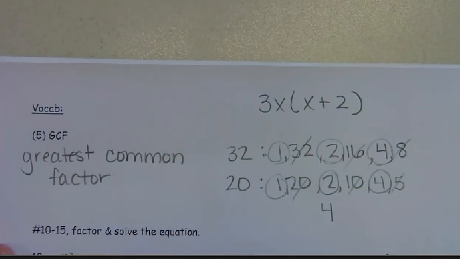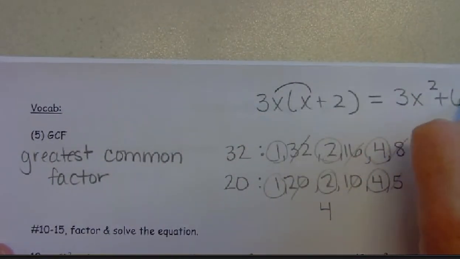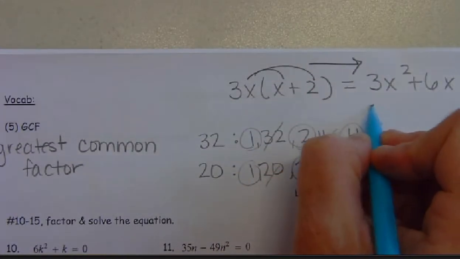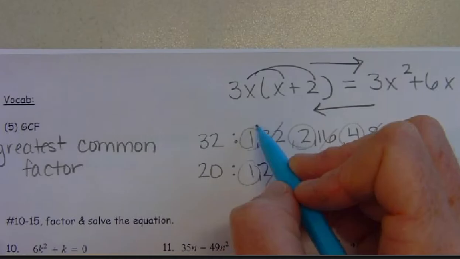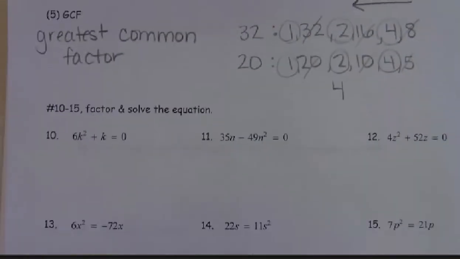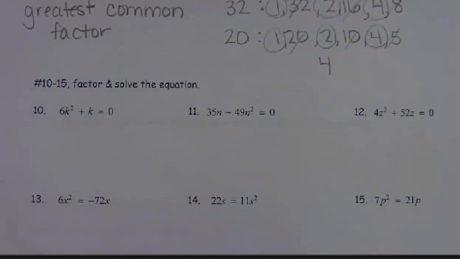Factoring is, instead of going from this to this, factoring is going from this to this. So it's kind of undoing distributing. And that's how we're going to do factoring today. So this is how you do it with numbers. With variables, it's a little bit different.